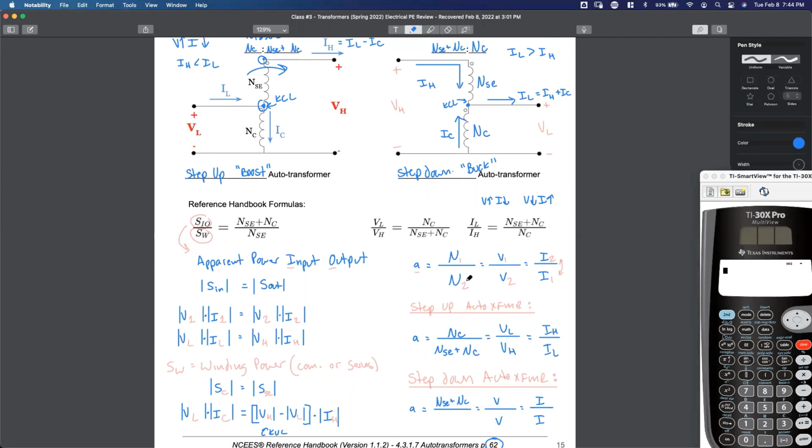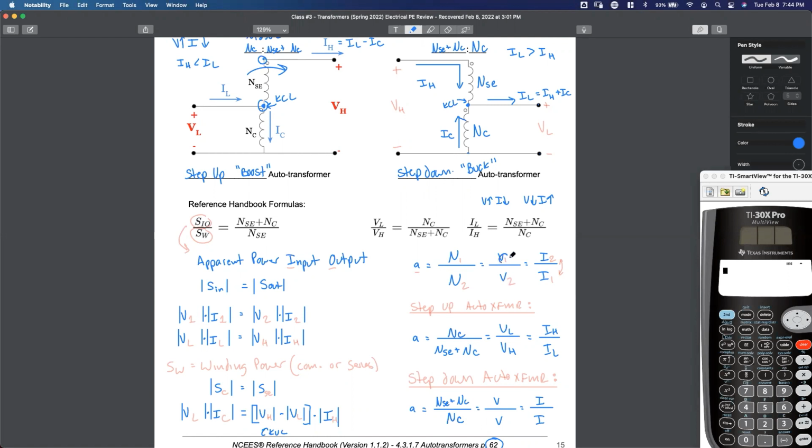All right, what's N2 for our step down? Here's our secondary, right? For 2, I'm just looking at the number of turns from the common node down to the reference node. So now it's just NC. Make sense? Starting to click.